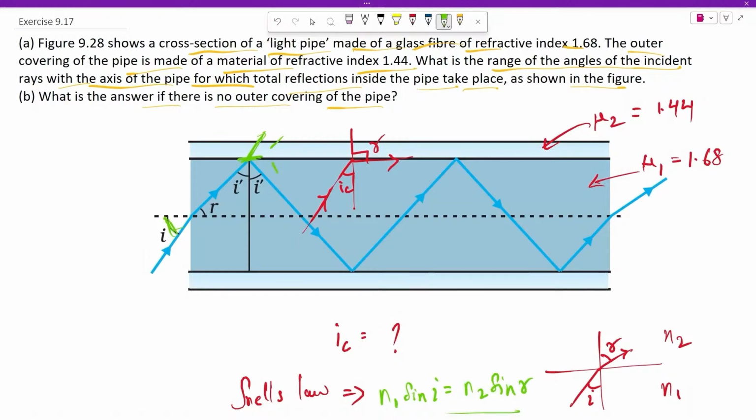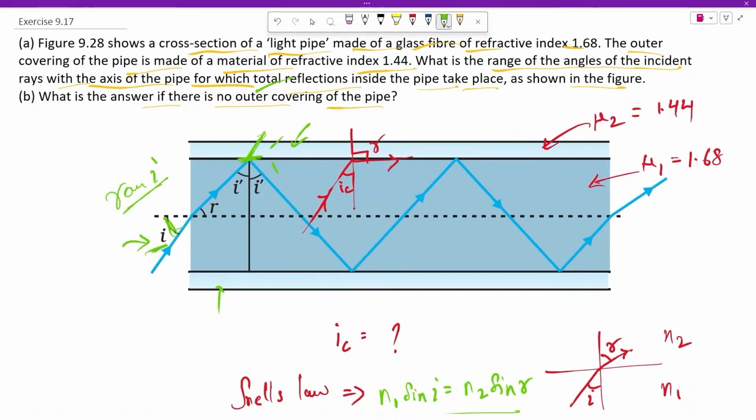Now we can apply Snell's law over here. This is the first part of the question, where we have to find out what is the range of I. Now the second part of the question says, what if we remove this outer covering, then we have to find out the range of I. So we will be using Snell's law over here. Now let's revisit Snell's law.